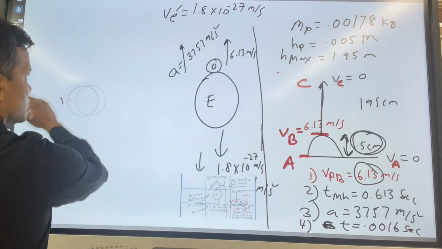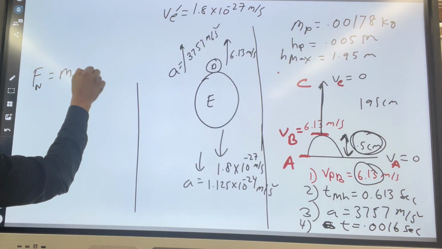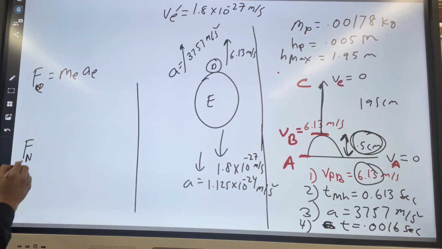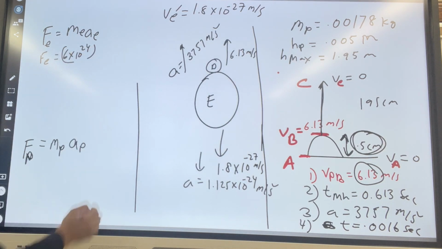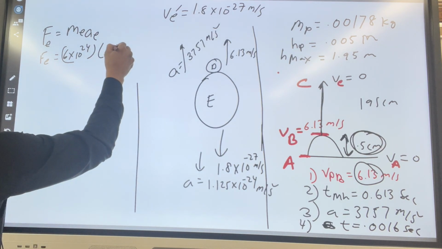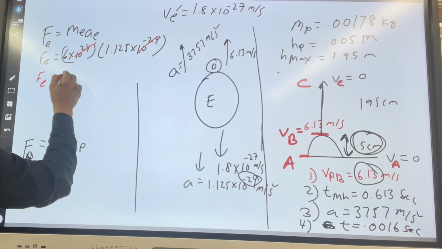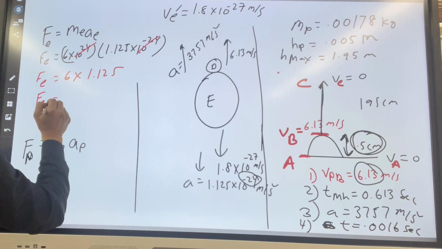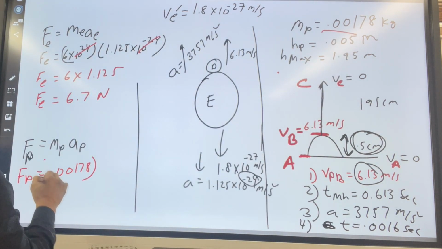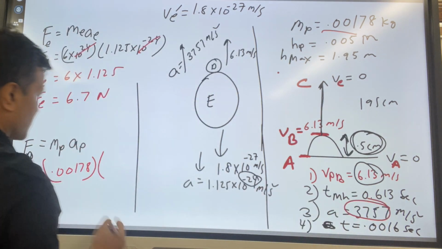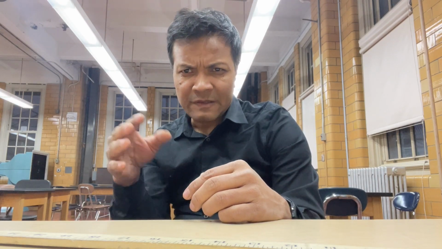Okay, now we are ready to do the last two problems. F earth net force is m earth times acceleration of earth. This is earth net force, this is popper net force. Popper net force is m popper times acceleration of popper. Earth is equal to 6 times 10 raised to 24 times acceleration of earth, which is 1.125 times 10 raised to negative 24. What are you noticing? You're noticing that the 24s cancel. So F earth is 6 times 1.125, so this is 6.7 newtons. F popper is equal to m popper, which is 0.00178, and the acceleration of the popper is 3757. So this is also 6.7 newtons. Okay, so now number 7 is equal to number 8. That's what we wanted to show.